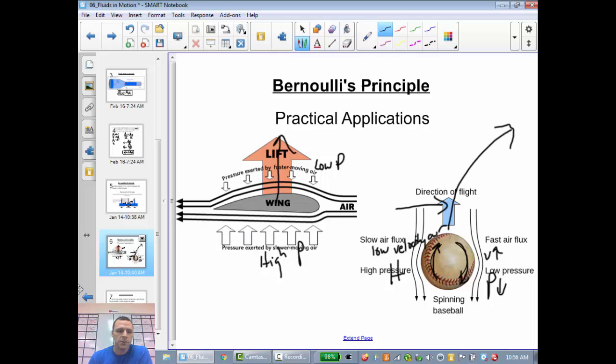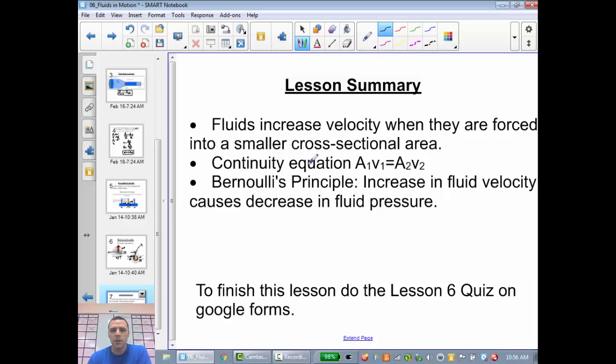So to wrap things up for this last lesson of fluids in motion, fluids increase velocity when they are forced into smaller cross-sectional areas. The continuity equation shows us how we can calculate the differences in velocity when we know the differences in the area. That's A1 times V1 equals A2 times V2. And Bernoulli's principle tells us that as we increase the velocity of a fluid, we decrease the pressure of that fluid.